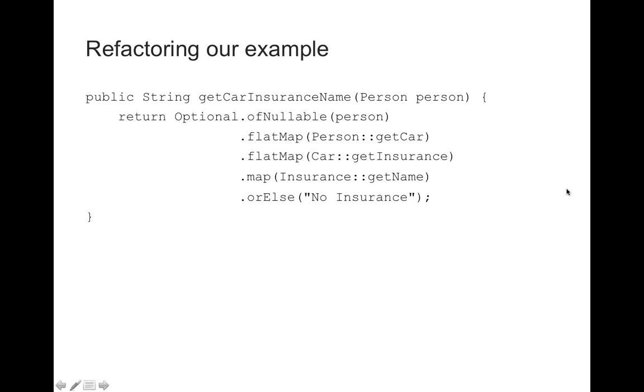And finally, once we've got an optional of insurance, we'd like to extract the name of it. And we know that the getName method always returns a string because an insurance needs to have a name. And this is why we call this map method. So the result of this will be an optional of a string.